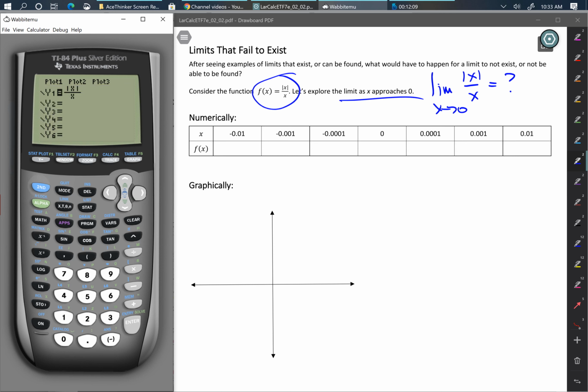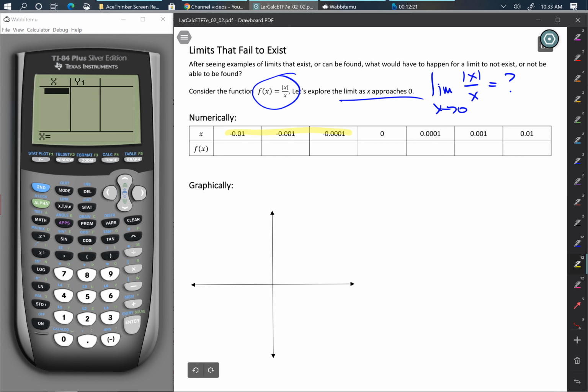Enter. Back to my table. I need to get rid of those values, so I'm just going to delete them all out. Okay. And now I'm going to check the numbers that are to the left of 0. So negative 0.01, negative 0.001, negative 0.0001.